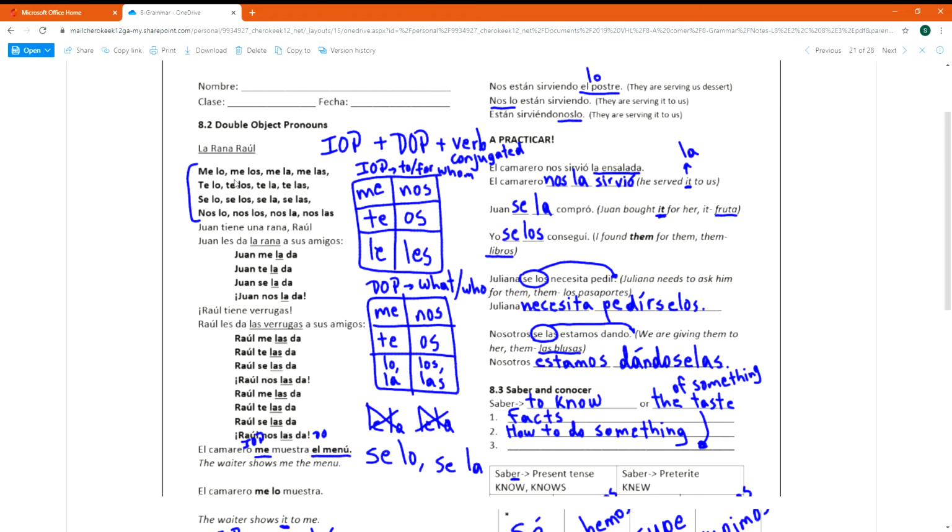Melo, melos, mela, melas, telo, telos, tela, telas, celo, celos, cela, celas, noslo, noslos, nosla, noslas.